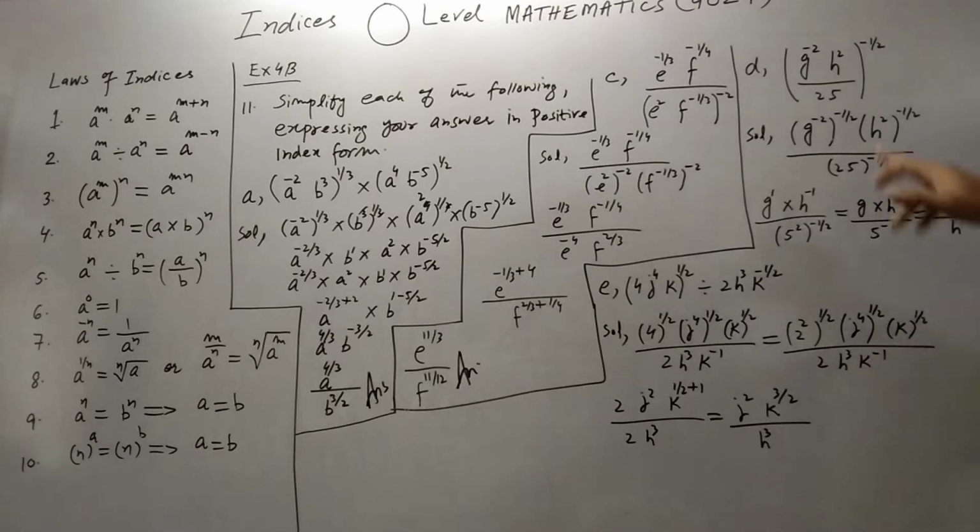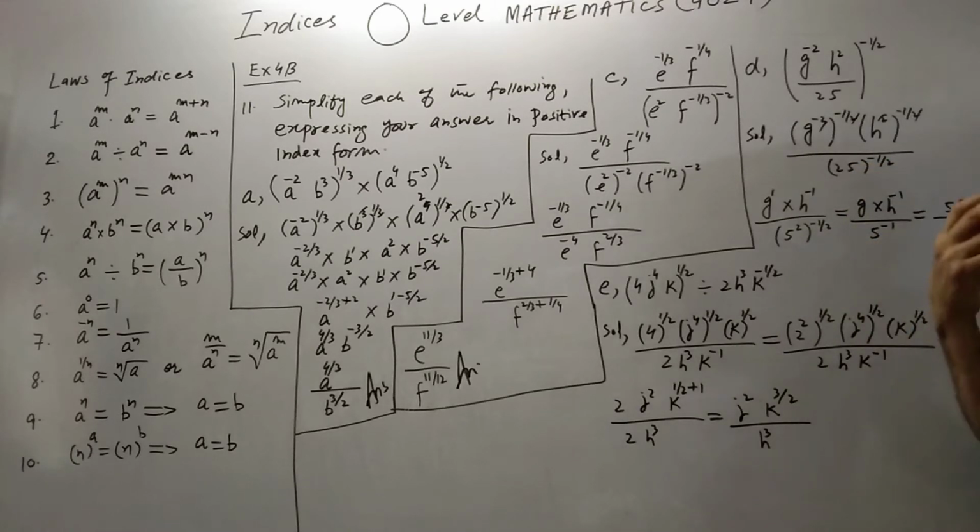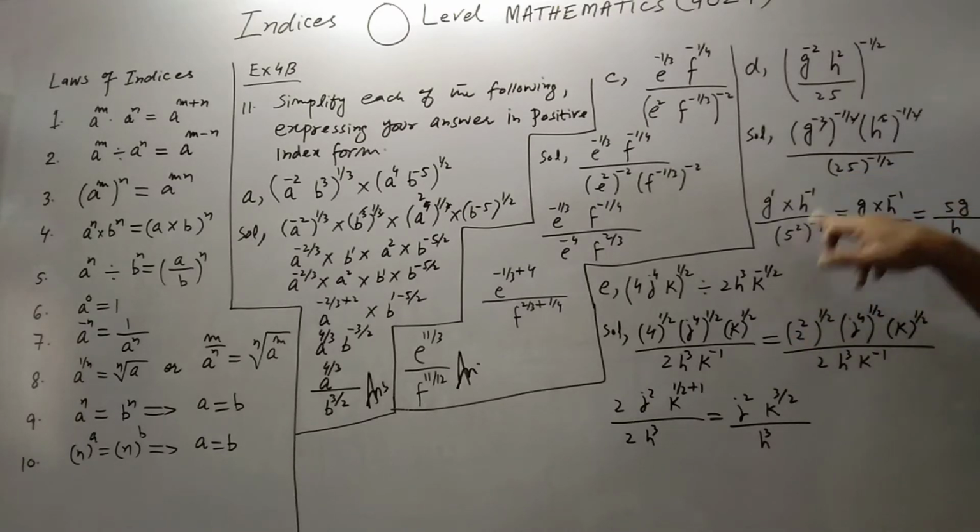Okay, the next step is minus 2 into minus 1 upon 2, minus minus plus, 2 cancels 2. What is remaining? This is g to the power 1. h, this 2 cancels this 2. What is remaining? h to the power minus 1 upon 25 to the power minus 1 upon 2. I can write 25 as 5 square, because 5 square is 5 into 5, 5 5s are 25. So 25 means 5 square, and this minus 1 upon 2 is the same.